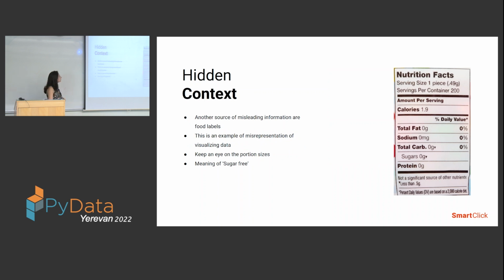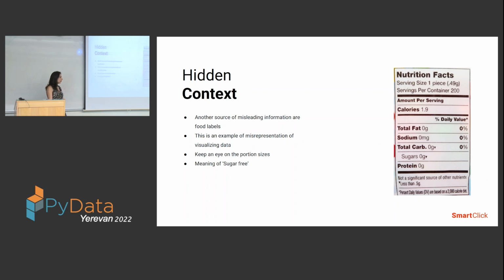This one, I think, gets most people. This is a nutrition label, and here we are seeing that our food product has nearly 2 calories. It has 0 fat, 0 sodium, 0 carbs, 0 sugar, 0 protein. Okay, sounds great. And then what you're not reading is the tiny disclaimer over there that says not a significant source of nutrients, which is less than 0.5 grams.